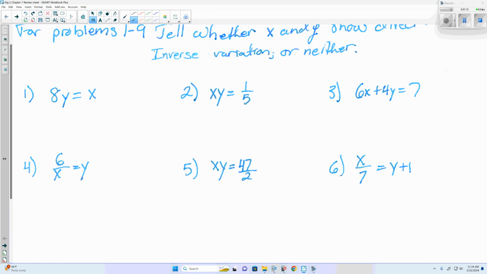The first thing we're looking at is direct, inverse variation, or neither. Direct variation. There's a few versions of it. Y equals a times x. X is equal to a times y. Or we have that a is equal to x over y, or a is equal to y over x. And really, these are all just different arrangements of the same equation. And a is just a number, a constant term.